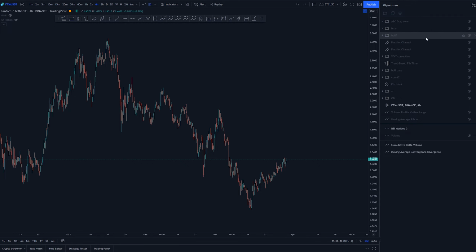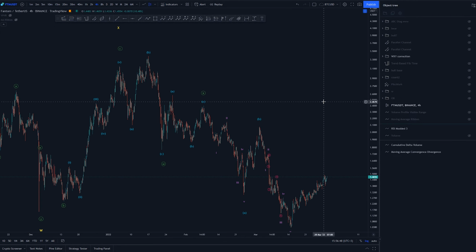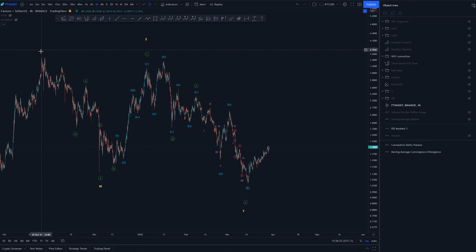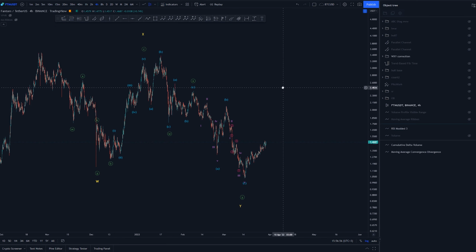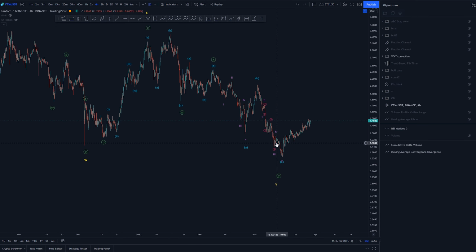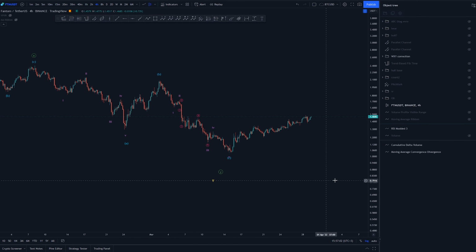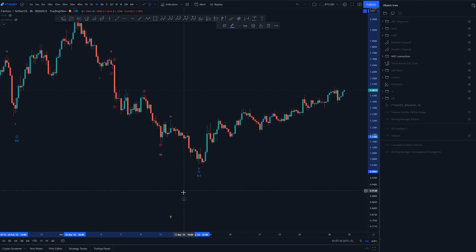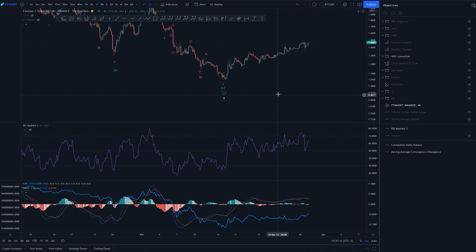So I think we had the main count basically this. We had at the top here correcting downwards. I had labeled it WXY, and again we were around here. Now we had a small bounce up before the last wave, and I adjusted the wave count to adjust for it, and this is what it looks like right now.